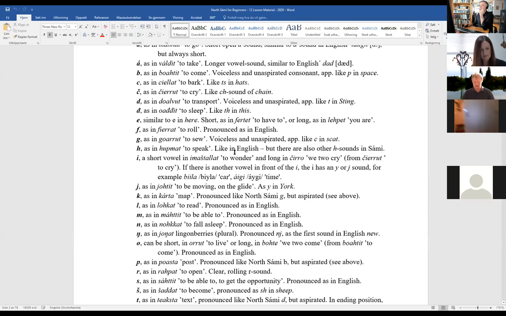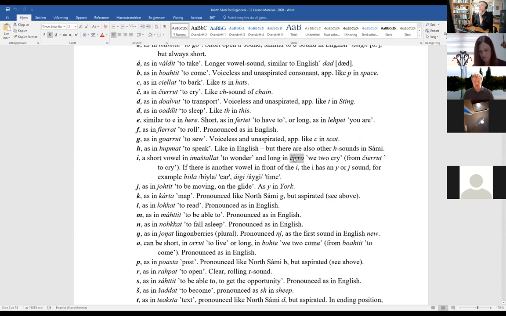It's similar to English, but there is also this H sound before a consonant, like in mahtit, mahtit. But yeah, ee can be short, like in imastallat, to wander, and long as in chirro.